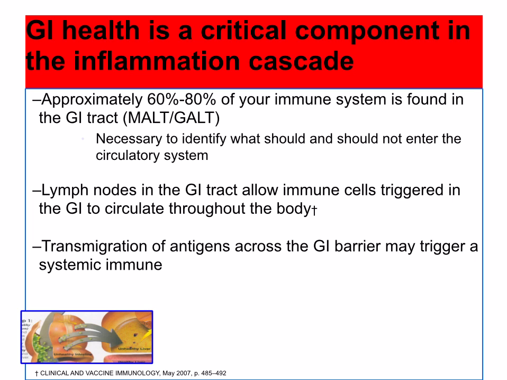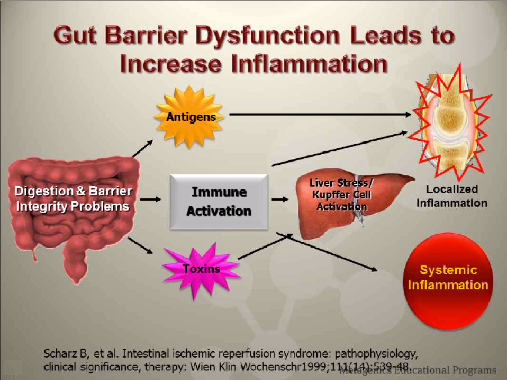A leaky gut mucosa will allow many of the antigens to pass through into the body, thereby triggering an immune response systemically. You'll recall this schematic from Module 1, depicting how gut barrier and digestive issues will allow toxins and antigens to pass through easily, activating an immune response both locally in the gut and systemically. The liver becomes stressed with the influx of toxins and is stimulated to release its own inflammatory mediators, which then contribute to inflammation throughout the body.